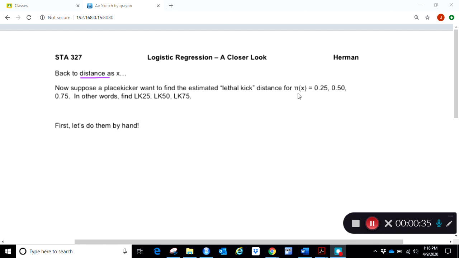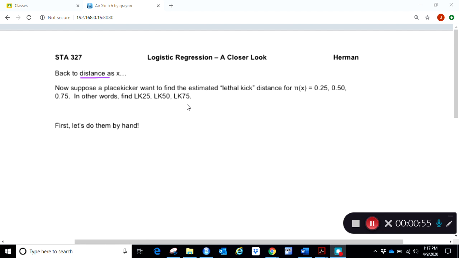So suppose I would like to find what distance I would be kicking from to have a 25% chance of success, a 50% chance of success, or a 75% chance of success. I'm going to refer to these as lethal kick 25, lethal kick 50, and lethal kick 75.